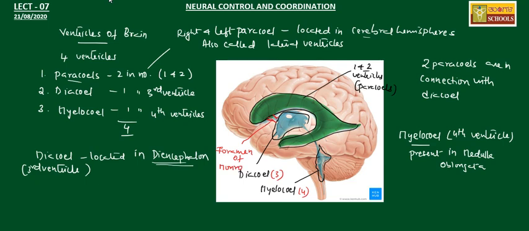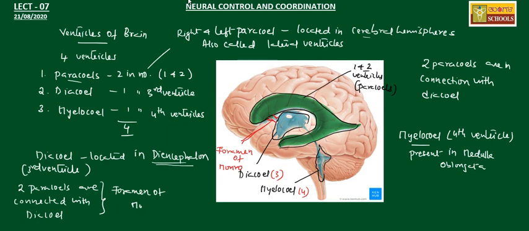So this is the foramen of Monro that connects the paracels and the diacel. Two paracels are connected with the diacel by means of the foramen of Monro, a narrow passage.